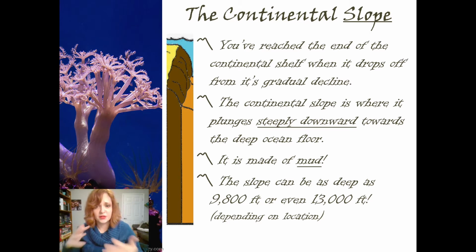So this is the entirety of your twilight zone, because we said the twilight zone goes to about 3,300 feet. And so the continental slope takes up that entire portion of our depth zones. And it actually extends a little into our midnight zone.